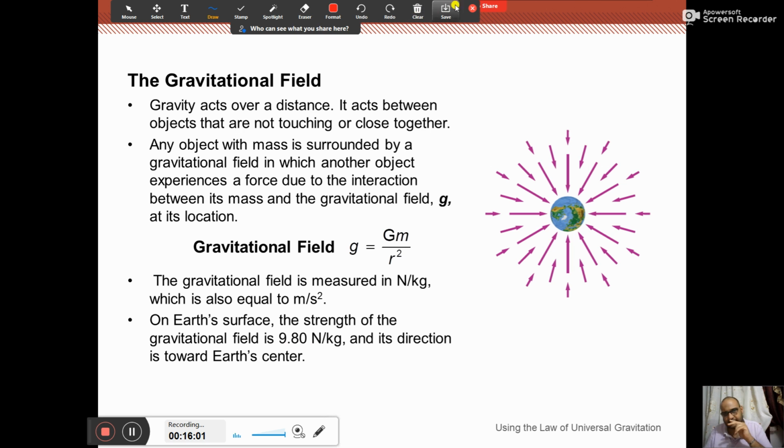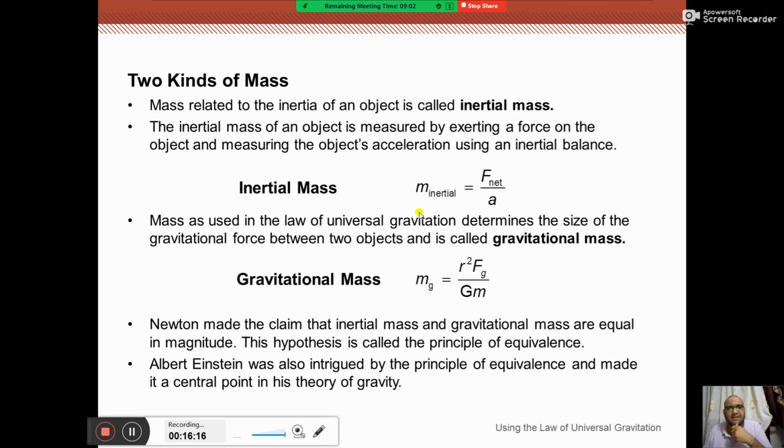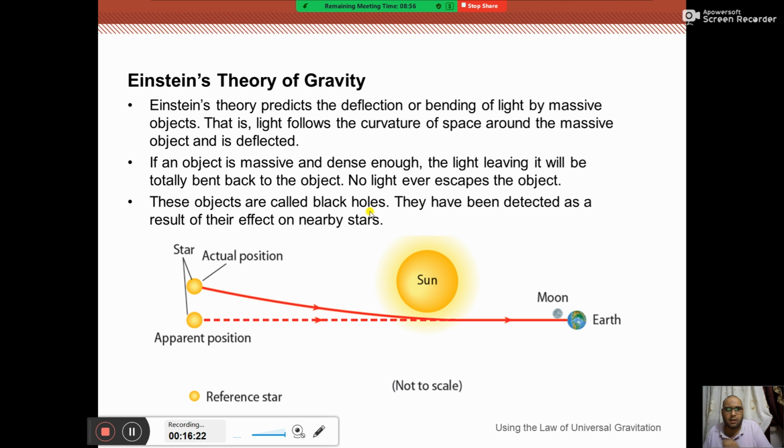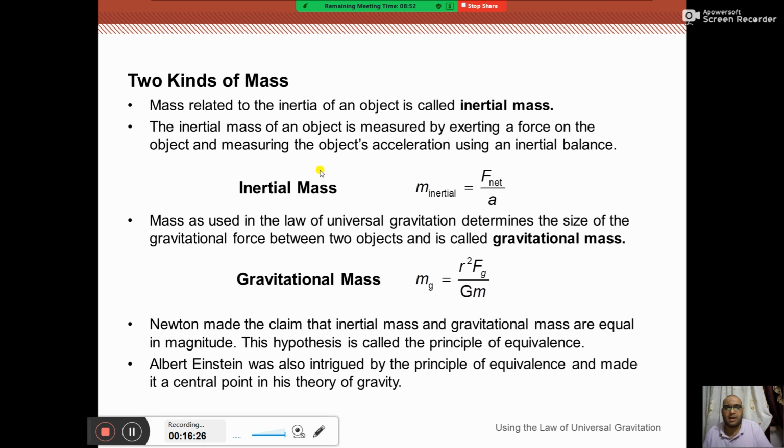The last part of our lesson comes before I solve problems for the first section and the second section. It covers the fact of these two kinds of masses and the Einstein theory of gravitation. The two kinds of masses.